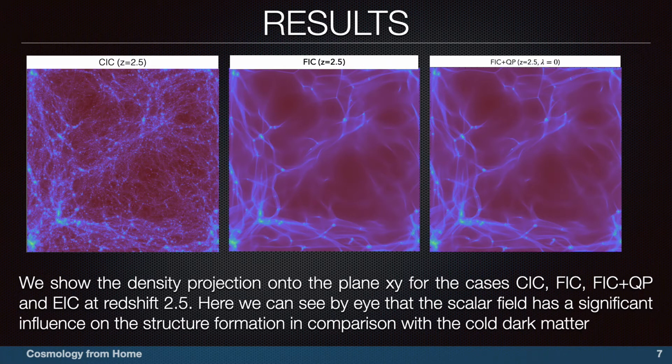First, I want to show you a projection of the density field at redshift 2.5. Here we can see by eye that the scalar field has a significant influence on the structure formation in comparison with cold dark matter. As we can see in the fuzzy initial condition or free case, the density field shows a lack of structure at small scales.